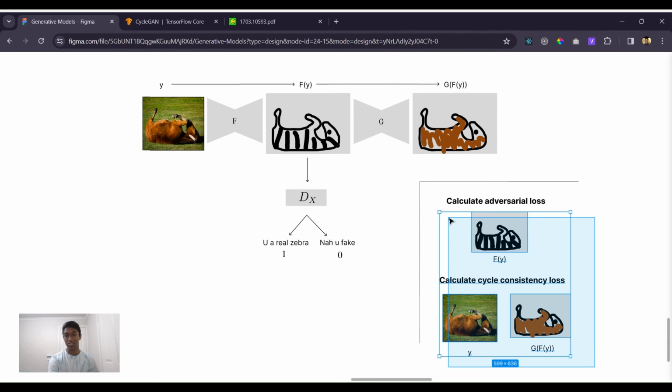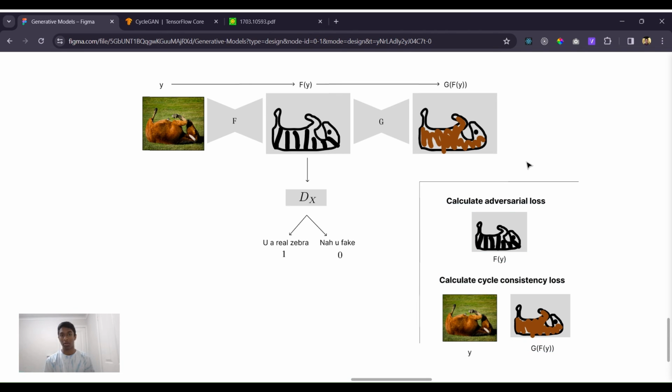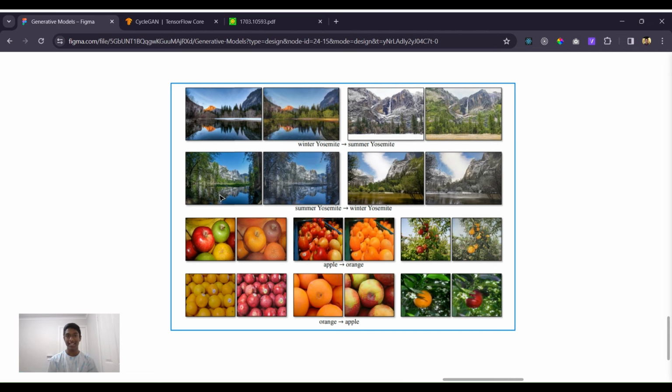So we would calculate these two losses, then backpropagate through the networks that we need to, and eventually over time, the translations won't look like absolute garbage like I drew them, but they will start to look like actual translations from horse to zebra. And that is the CycleGAN architecture essentially done.